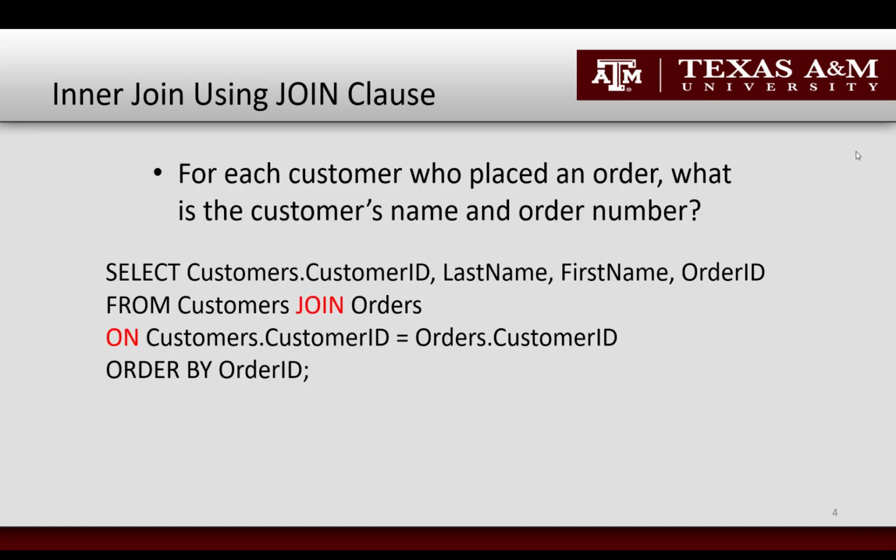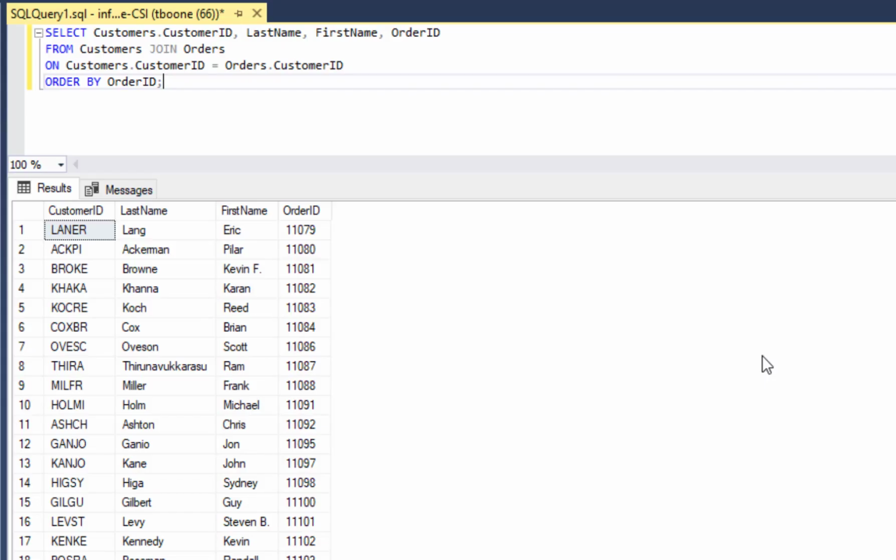As an example, could we get information about customers that have placed orders? Not every customer has placed an order, but if a customer has placed an order, we could look up their information in the customer table and associate it with the specific order that they've placed. Let's take a look at the result of this query.